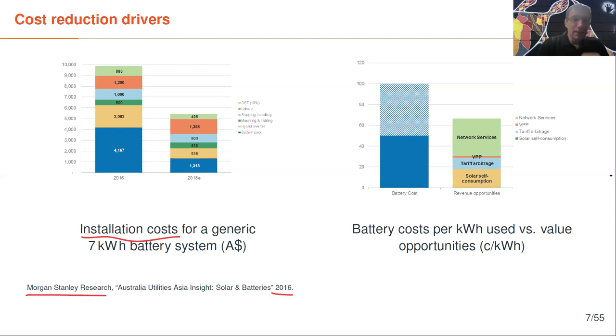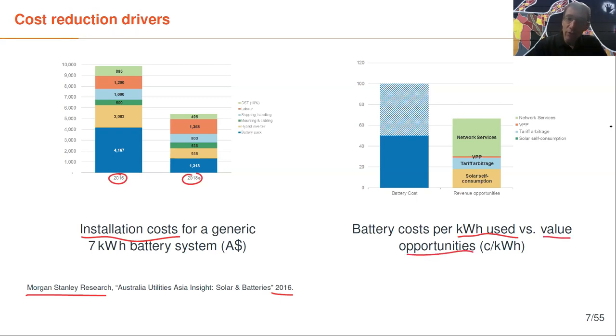So they predicted that the cost will drop quite dramatically from 2016 to 2018. To be perfectly honest, the cost decline for battery storage is not as fast as they thought it would be, but it's still dropping. But more importantly, here on the right, I'm showing battery cost per kilowatt-hour used versus value opportunities.